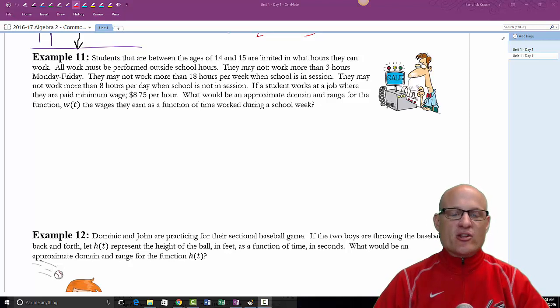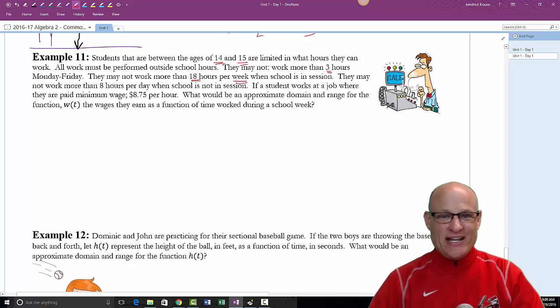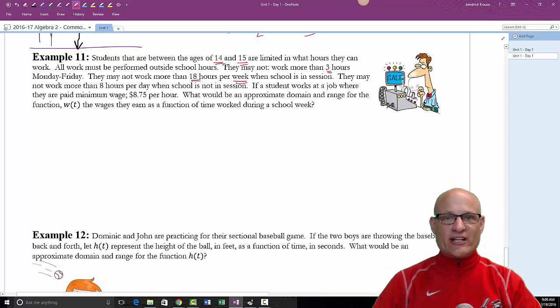All right, students that are between the ages of 14 and 15 have certain restrictions on what they can do during the week and what they can do outside of the week, or during school and outside of school. If you're 14 or 15, you may not work more than 3 hours per day, Monday through Friday, and you may not work more than 18 hours per week. So if school's in session and you're 14 or 15 years old and you get hired by somebody, you can't work more than 18 hours.